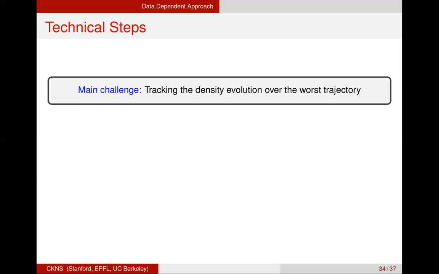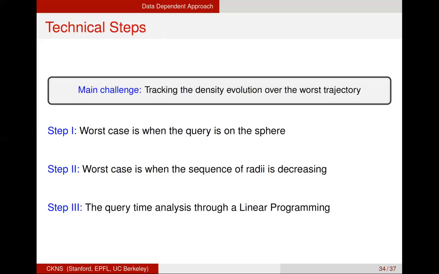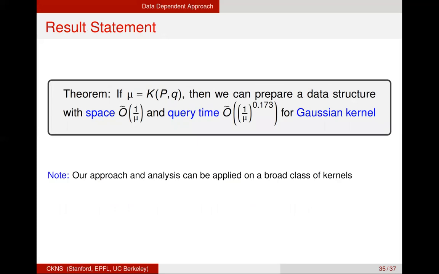We took several technical steps to prove our result. The first step is that we proved that the worst case is when the query is on the sphere. The second step is to show that the worst case is actually when the sequence of radii is decreasing. Then using these two steps, we were able to reduce the query time analysis to solving a linear program that we solved numerically. So in summary, for the Gaussian kernel, our data structure has space order 1 over mu, and its query time is 1 over mu raised to the power 0.173. The approach and the ideas in the analysis can be applied to a broad class of kernels, but not all of them.